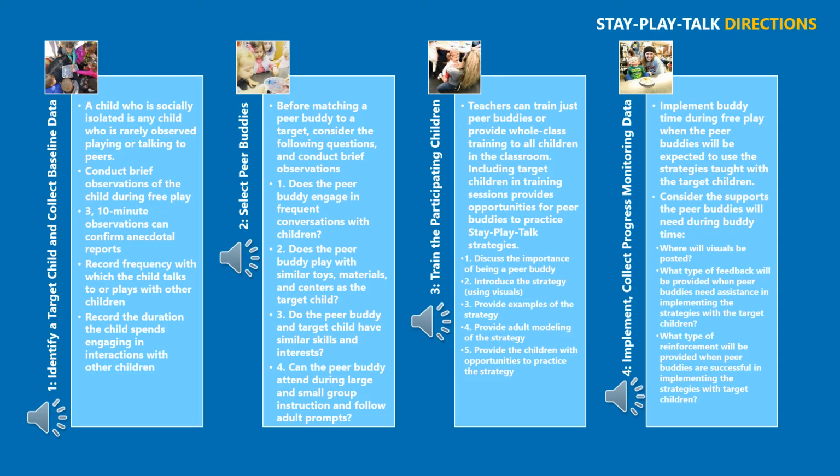One of the more difficult things is how do you do positive reinforcement whenever the child has performed the strategies for both children involved. The other type of action is providing feedback for the peer buddies whenever you notice that they need additional instruction or they need to do a little bit better job of staying, playing, or talking with their friends.